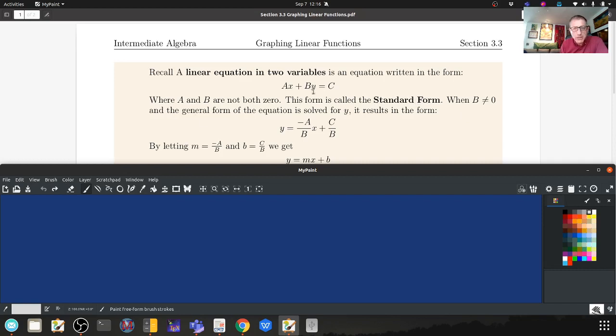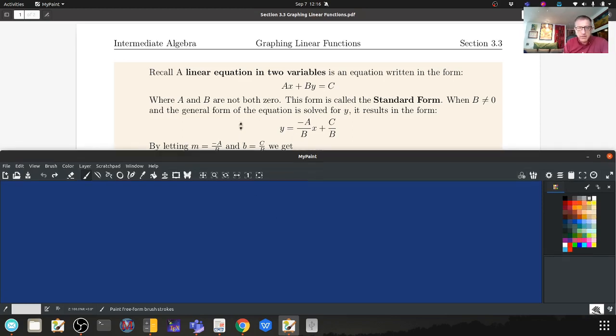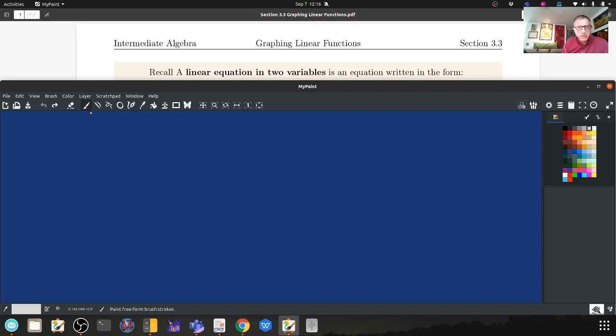And when a y term actually appears in the equation, so when b is not equal to 0, which means y appears in the equation, the general form of the equation can be solved for y. And when we solve for y, let's actually do that. Some of you could always use some more practice on how to solve for variables. So we have ax plus by is equal to c, and your task is to solve for y.